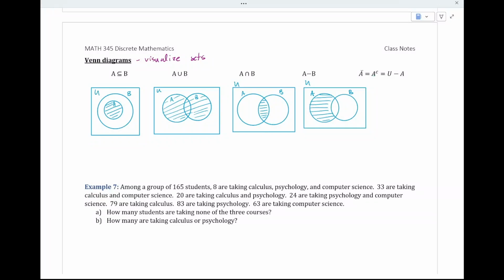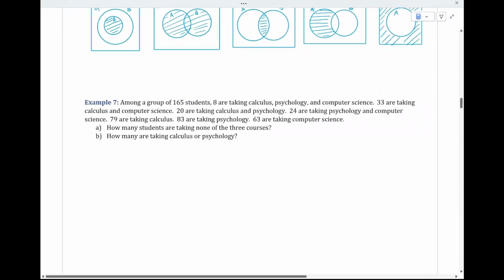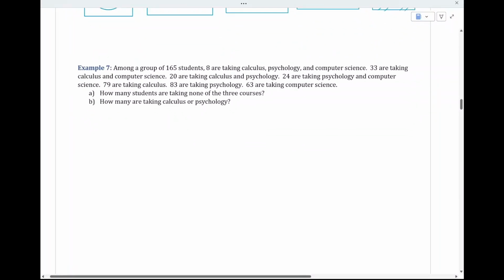Last up is A complement, written with the bar across or with the C, and that is the whole universe minus A. Here is my universe. Here is A. So A complement would be everything that's in the universe that's not in A. It's the opposite of A, all that stuff. Venn diagrams are a good way to visualize relationships between two sets, especially when things get a little bit complicated, like we're going to see here in example 7.